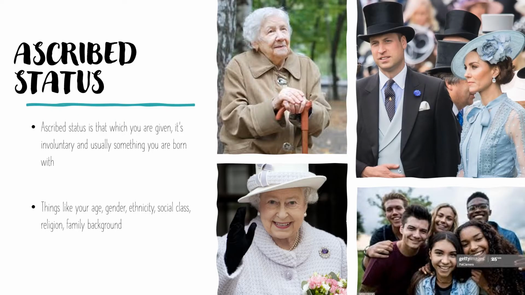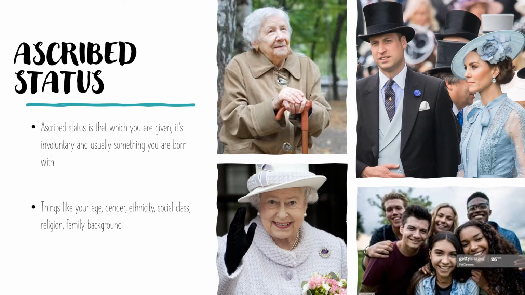And there are two main types of status. An ascribed status is a status that you are given. It's involuntary, which means you don't choose it, and it's usually something you are born with. So certain people are born with more status than others.